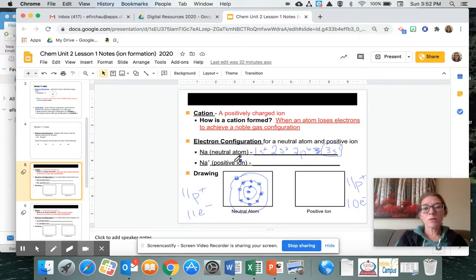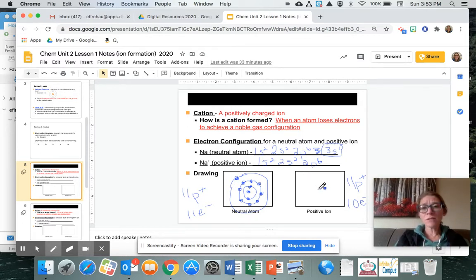So if we wrote the electron configuration for the ion, we would have 1s2, 2s2, 2p6. So this outermost valence electron is the electron that was transferred. It's basically transferred to another atom that wanted to gain electrons. So sodium is going to lose an electron.